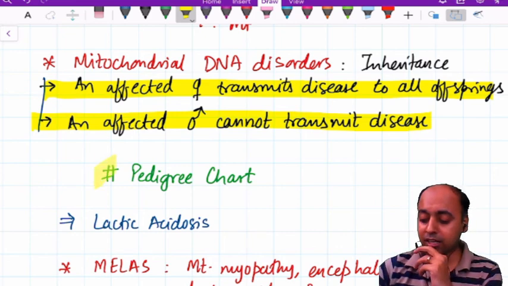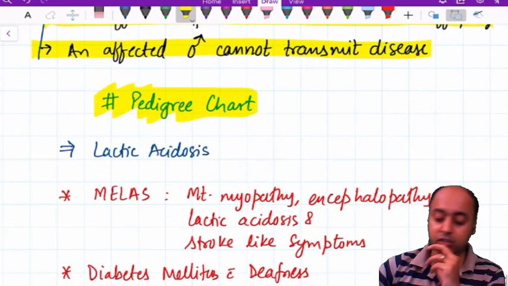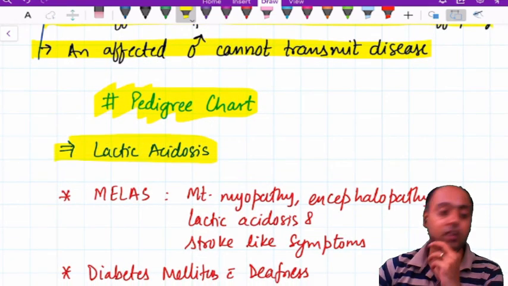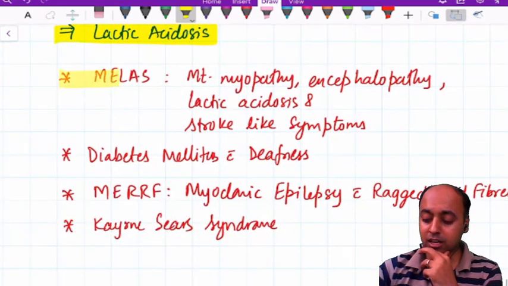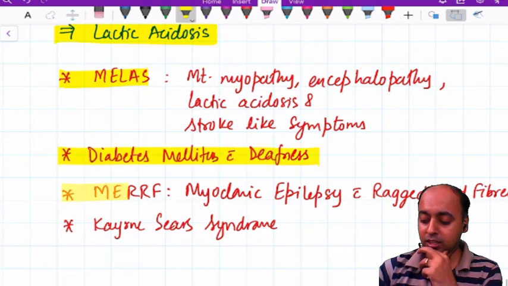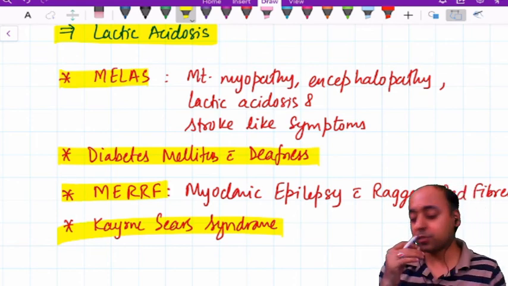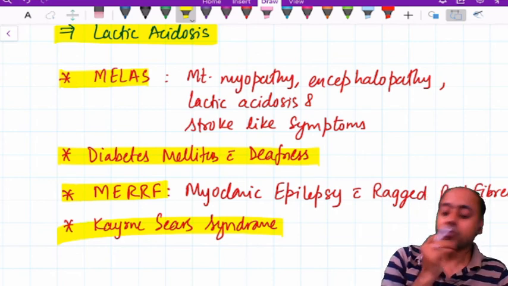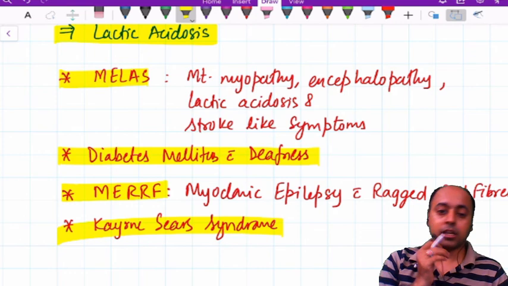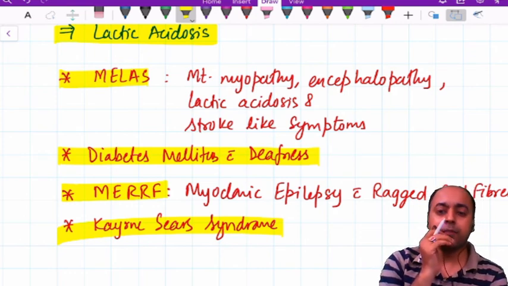And because of that you can get a very unique pedigree chart. All the patients having mitochondrial DNA disorder will present with lactic acidosis with the specific inheritance pattern. Some examples of mitochondrial DNA disorders are MELAS, diabetes mellitus with deafness, myoclonic epilepsy with ragged red fibers, and Kearns-Sayre syndrome. There are multiple other examples, but I think these 3-4 examples are good enough for you to write the complete notes on the mitochondrial DNA. Okay, so this completes the properties of the DNA.